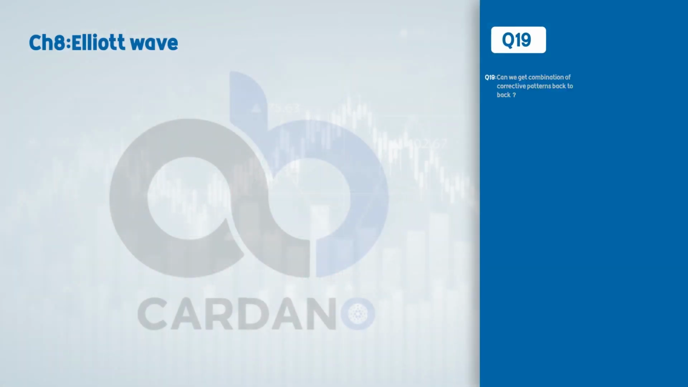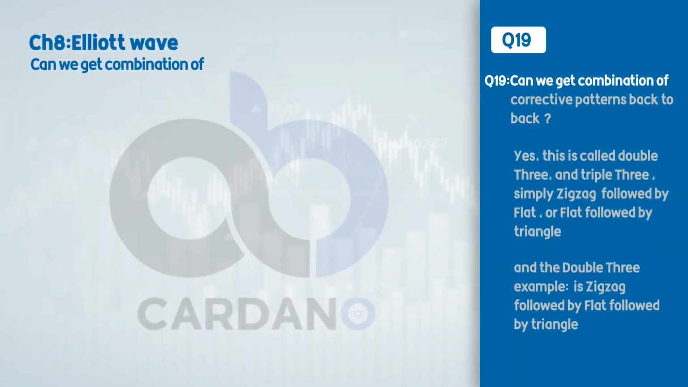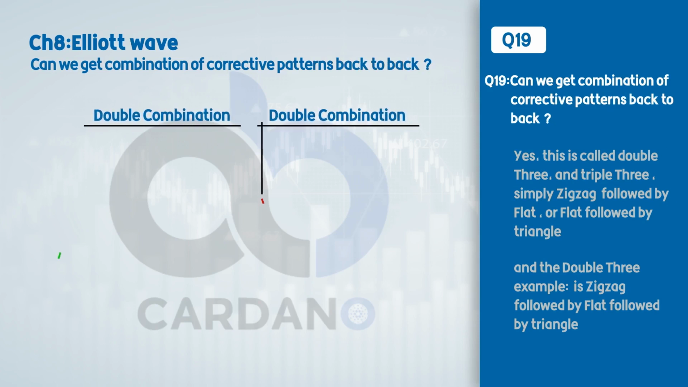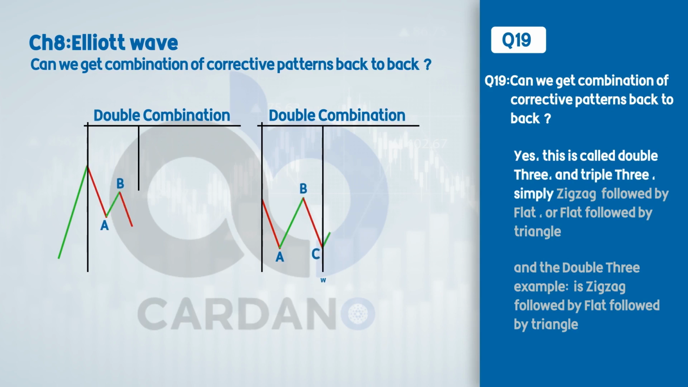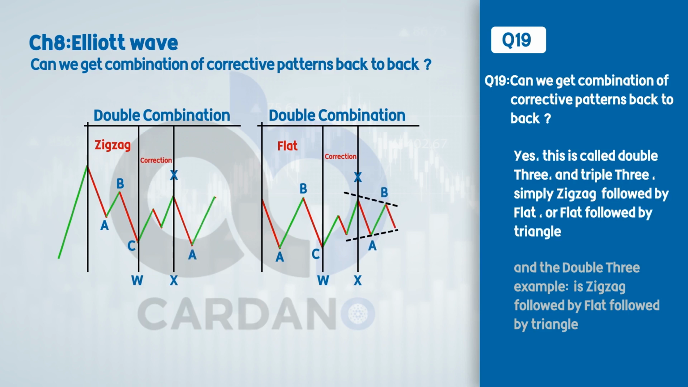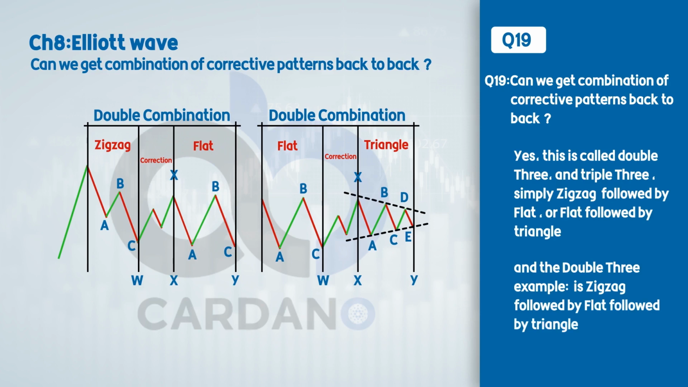Question number 19. Can we get a combination of corrective patterns back to back? The answer is yes. This is called double 3 and triple 3, simply zigzag followed by flat or flat followed by triangle. And the triple 3 example is zigzag followed by flat followed by triangle.